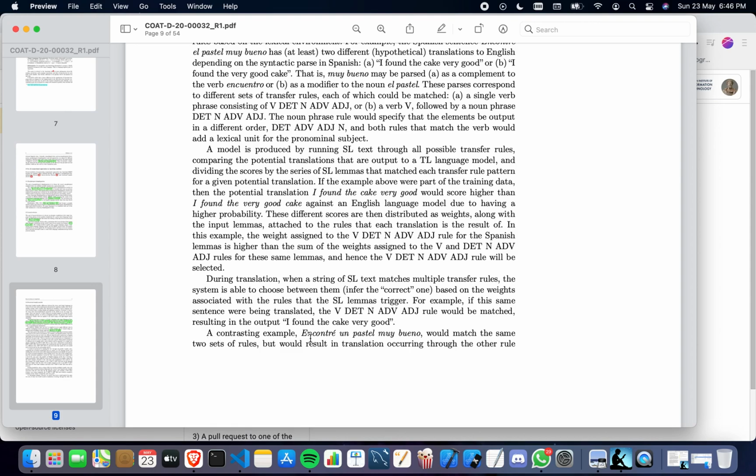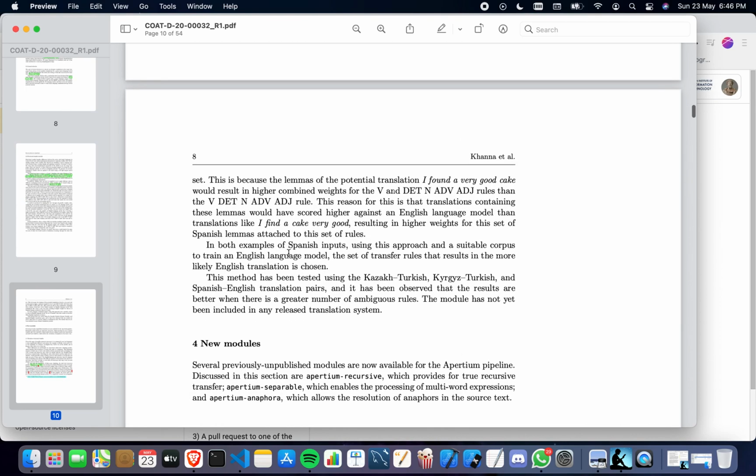A contrasting example would match the same two sets of rules but would result in translation occurring through the other rule set. This is because the lemmas of the potential translation "I found a very good cake" would result in a higher combined weight for the V and det noun, adverb, adjective rules than the verb, det noun, adverb, adjective rule. The reason for this is that translations containing these lemmas would have scored higher against an English language model than translations like "I find a cake very good," resulting in higher weights for this set of Spanish lemmas attached to this set of rules.